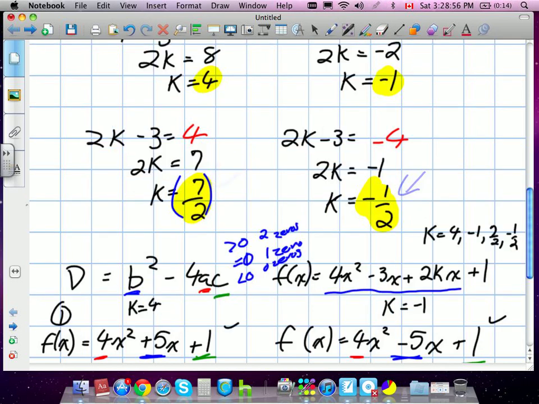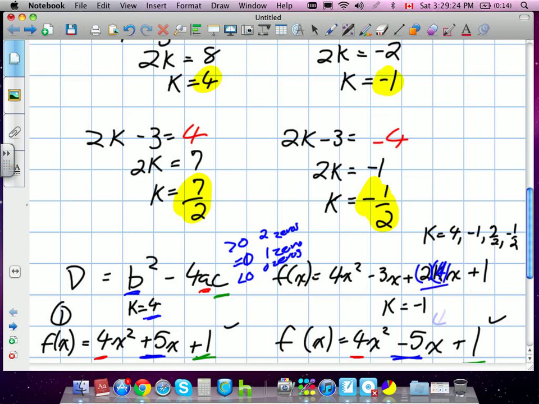Once I got these values for k, I plugged them into this formula here, which is the original formula they gave us, to find out what the standard form of each of these would be. Okay? So we always knew that our first term was going to be 4x squared, and the last term was going to be our c, which is going to be 1.